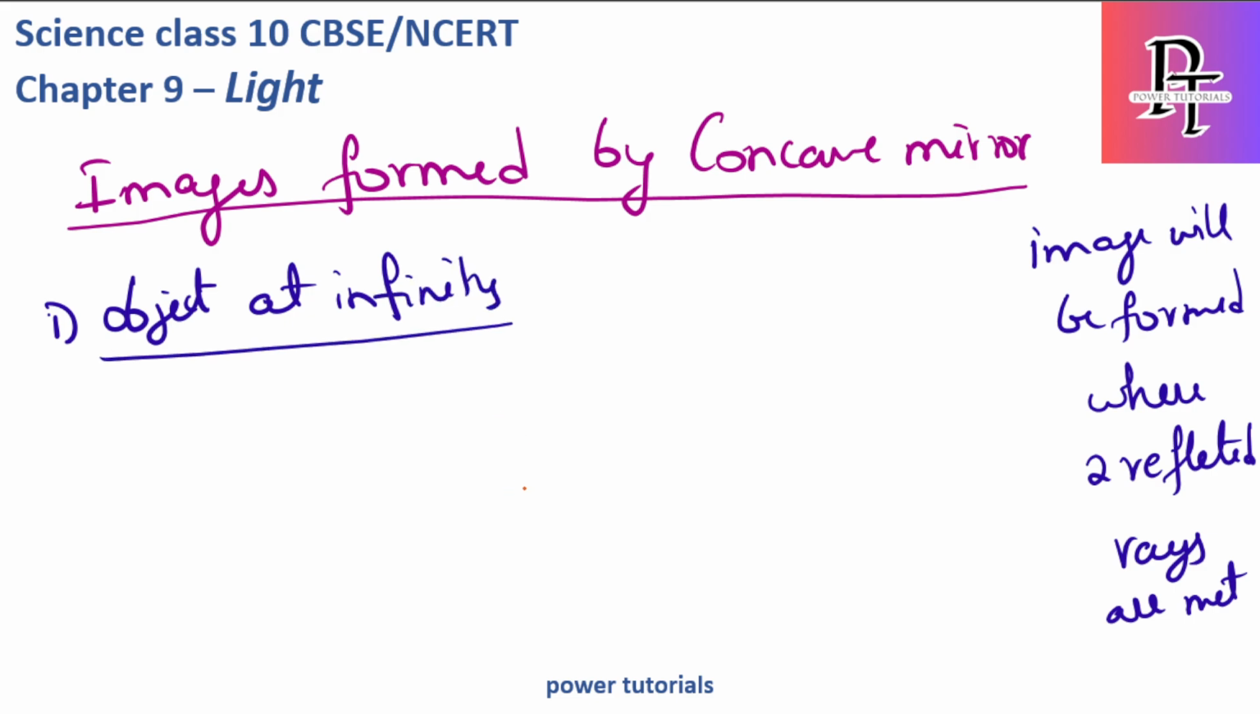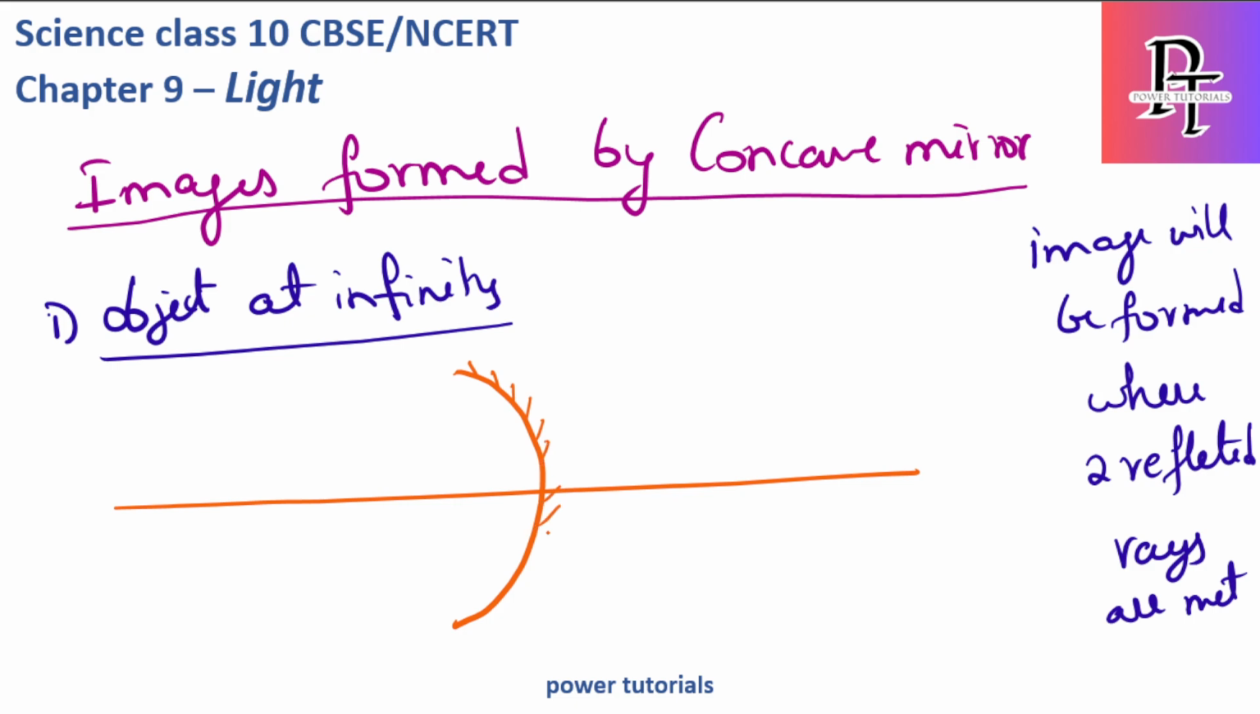If the object is at infinity, what will happen? So same way I will use orange color. This is the mirror, we have the principal axis, and this is a rough surface, whereas inside is the plane surface, I mean the polished surface. So we'll have the points to be marked. We have center, we have focus, and then we have pole.